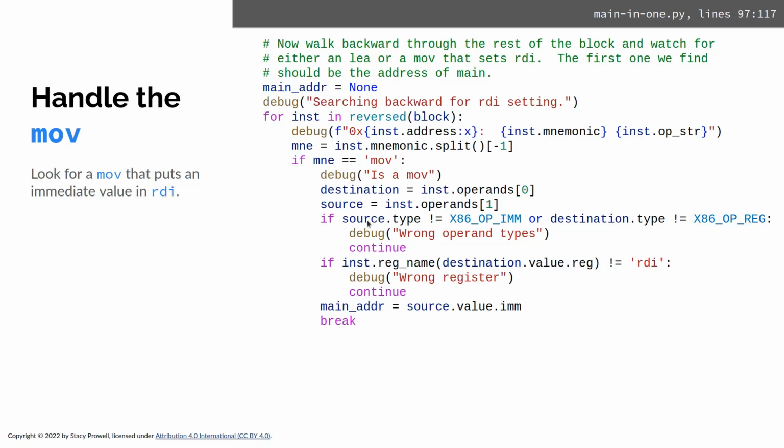So if those things all are satisfied, then my main address is the immediate value, and I'm done. I don't need to add anything to anything or do anything else with it. That's just the value. And since I found it, instead of continuing around the loop or following through, I just break right here, and that's the value of main. So that takes care of move.